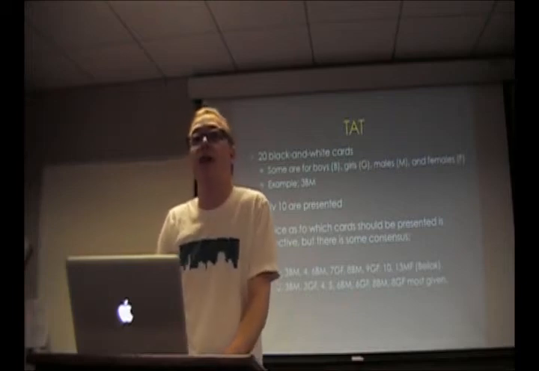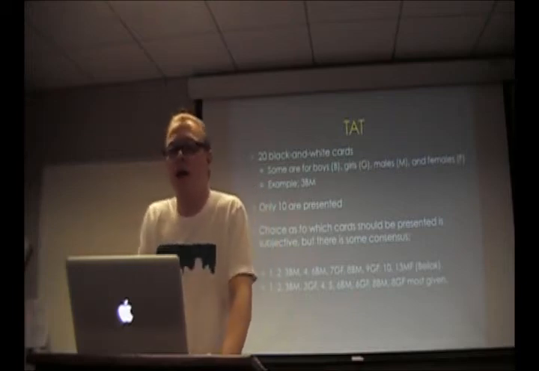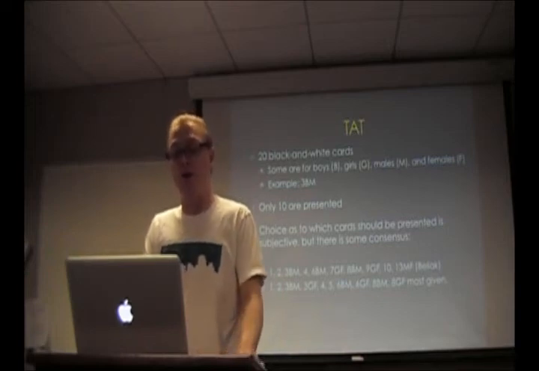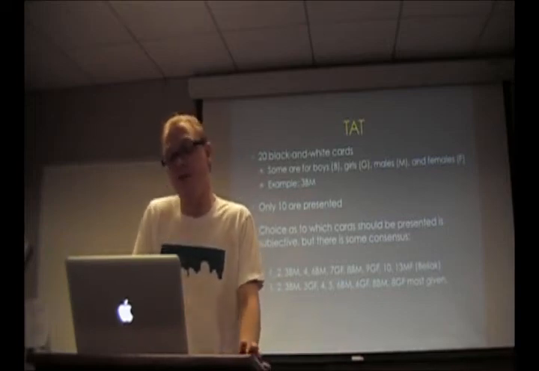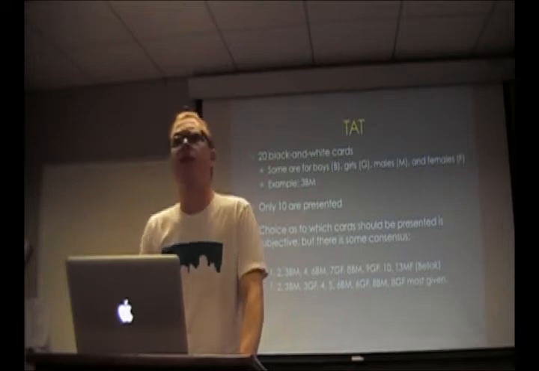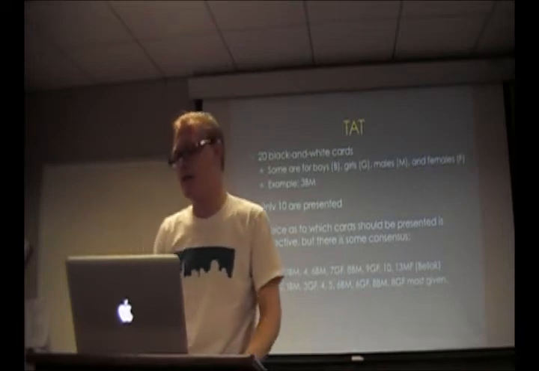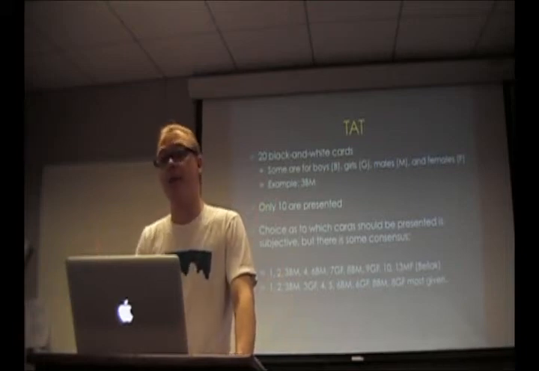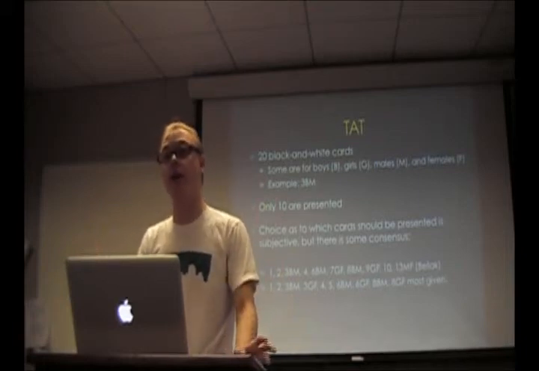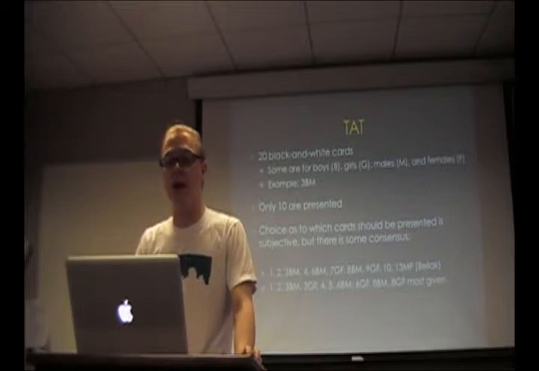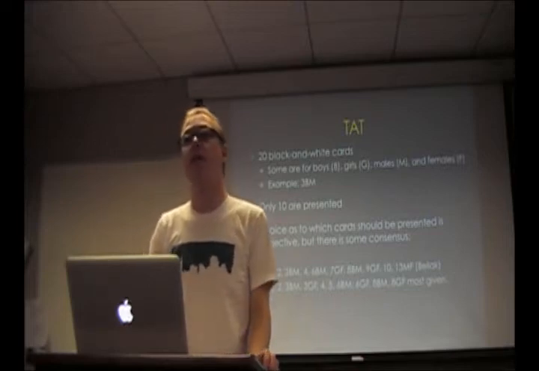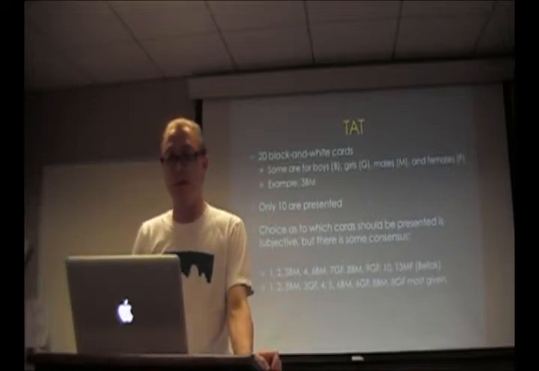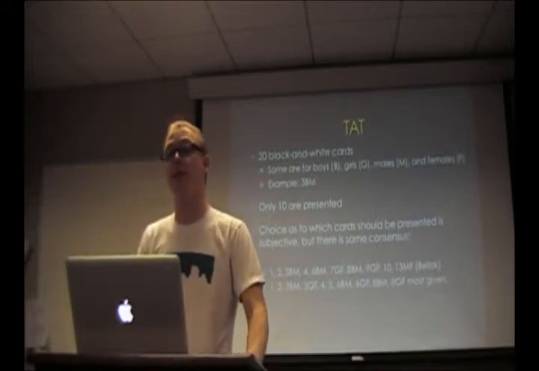So the TAT actually has 20 different black and white cards, and some of them are specifically for boys, specifically for girls, others are for males and females. So you'll see, for instance, a card that says 8BM, or 3BM. That means it's card 3, and it's for boys and males. So you'll see some cards that are like BM, some are GF, and some are BG. Those are the ones made specifically for younger people.